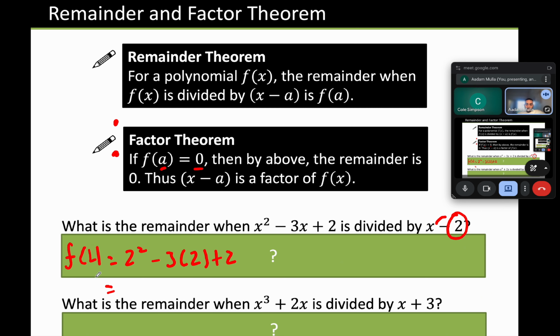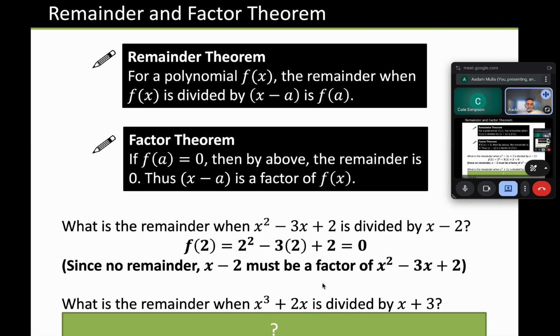Is it 0? Yeah, good. Because it's 0, this is telling me that x minus 2 is a factor of this. If I didn't get 0, that means it's not a factor. If I get a remainder, it's not a factor.